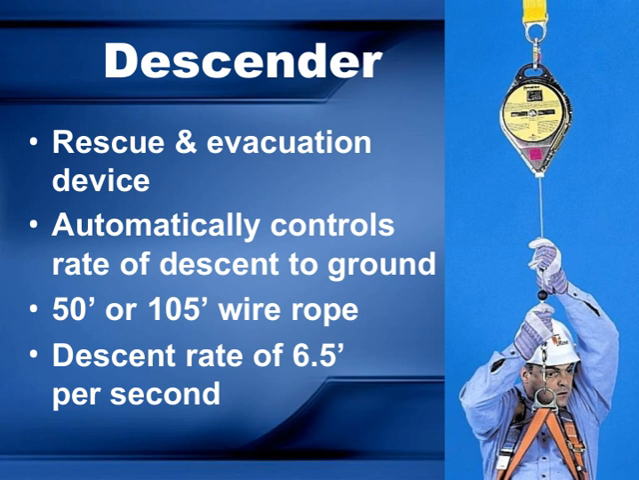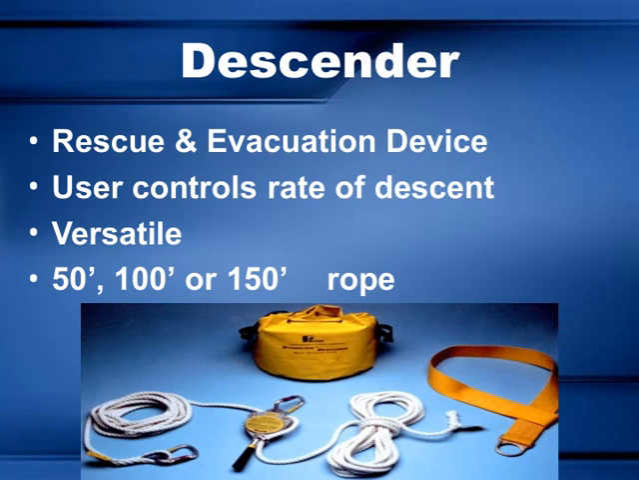It can be equipped with a 50-foot or 105-foot wire rope, giving flexibility depending on the situation. The descent rate is controlled at about 6.5 feet per second, allowing for a steady and safe descent. The key component here is the descender, which manages the speed and safety of the evacuation process. Overall, this device plays a vital role in rescue scenarios by providing a reliable and controlled means of evacuation from elevated or hard-to-reach areas.